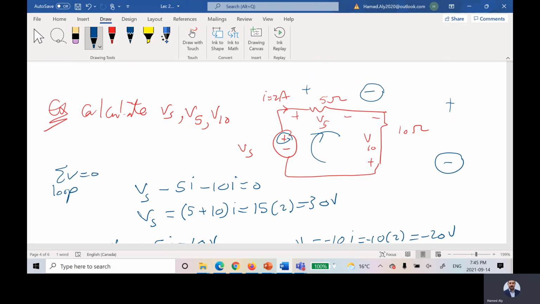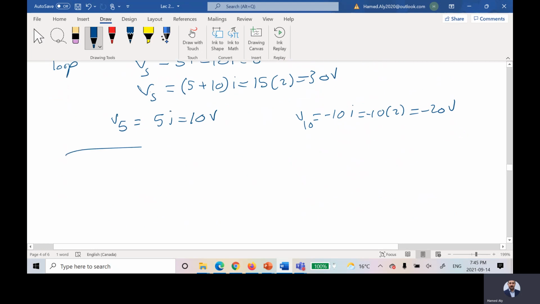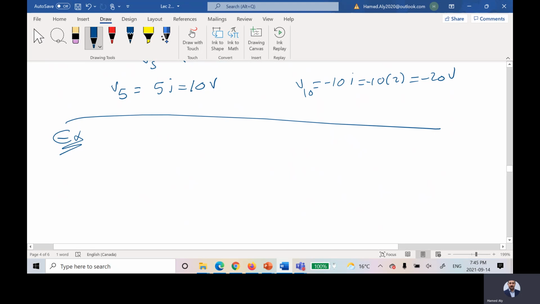So let us go to another problem, which is talking about another story. Let us see another problem. For example, I give you that circuit.